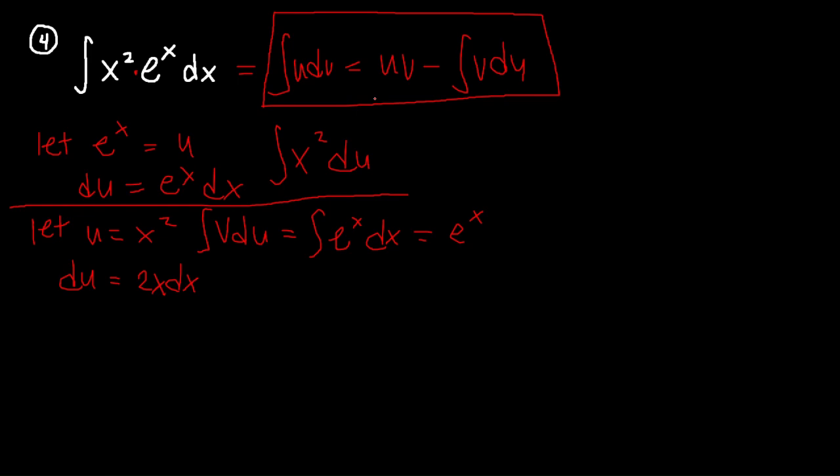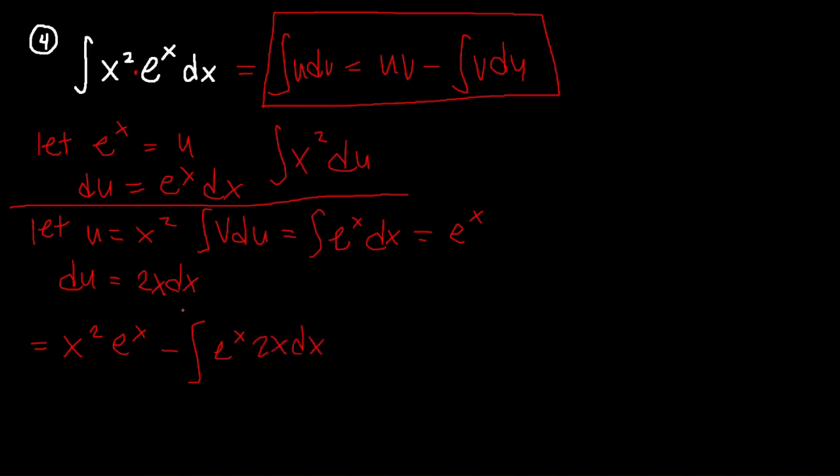So now we just substitute that into this formula, and uv it will be x squared, and then v is going to be e to the x, minus integral of v du, and v is our e to the x, and then du is 2x dx.